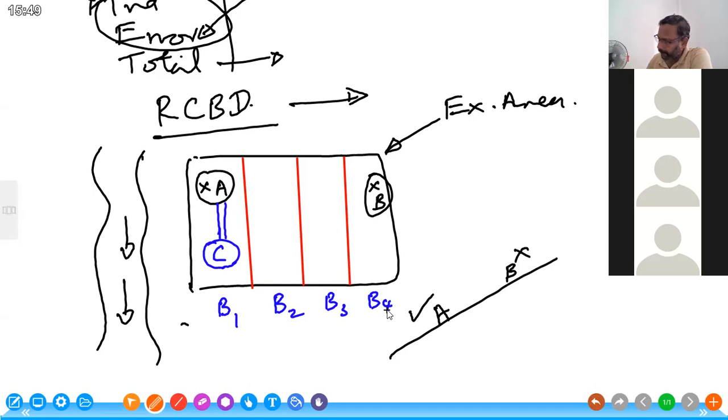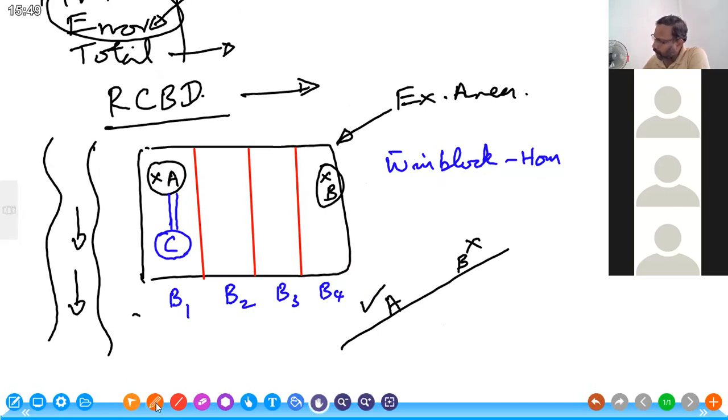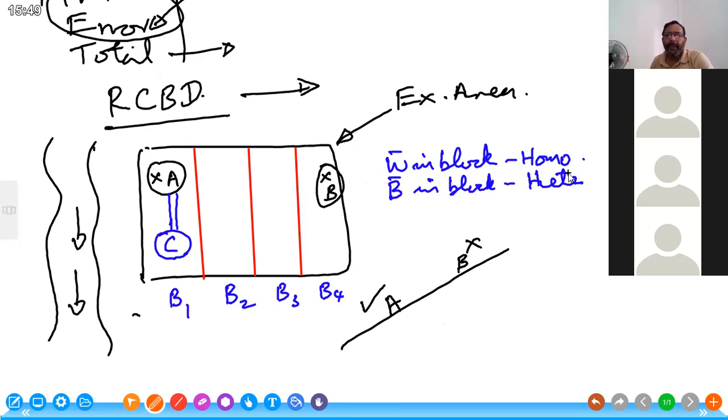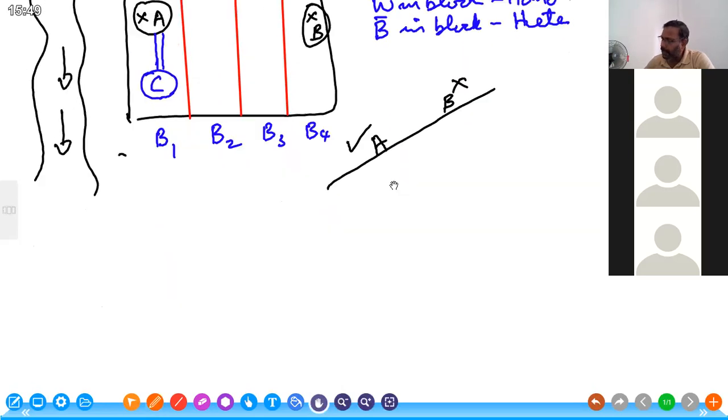And within the block, we maintain the homogeneity. Within the block, we maintain the homogeneity. Between the blocks, what do we maintain? We maintain the heterogeneity. Within the block, homogeneity. Between the blocks, heterogeneity. So this is if you are doing a field experiment.